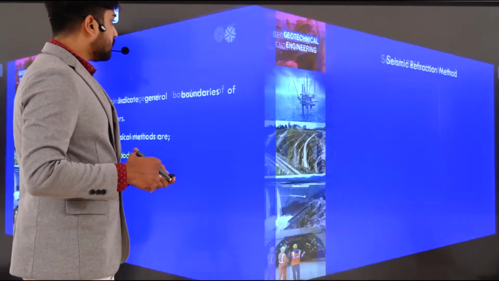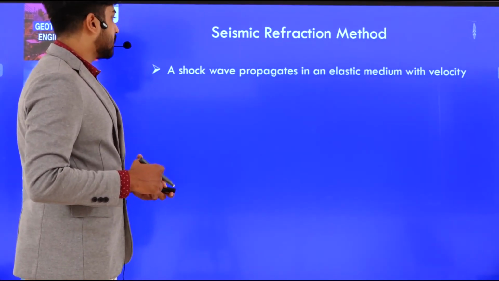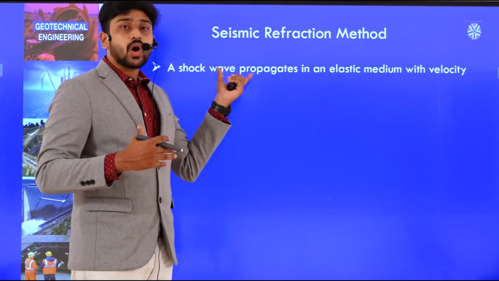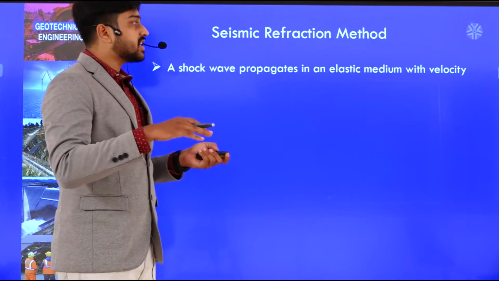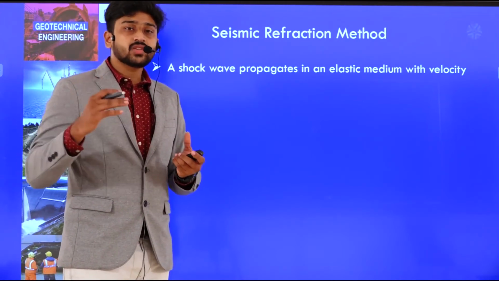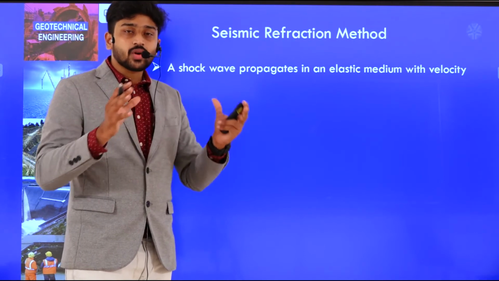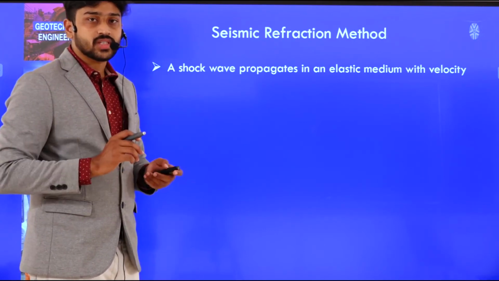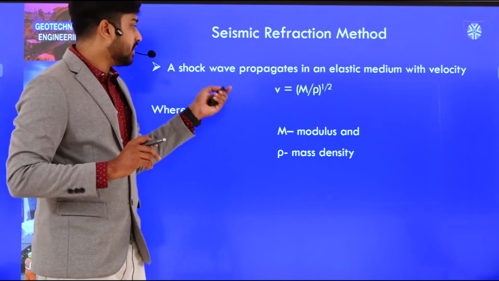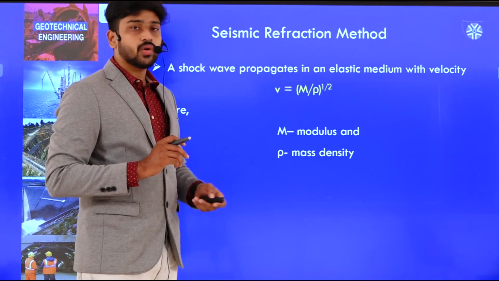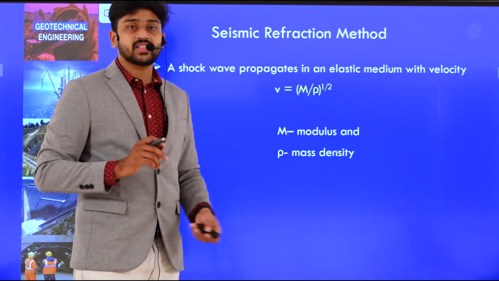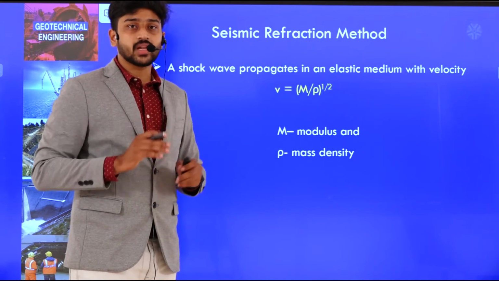Now coming to the seismic refraction method. The concept behind this is that generally a shock wave propagates through an elastic medium with a certain velocity. Any shock wave will propagate through any sort of material with a certain velocity. In general, it is given by V equals (m by rho) whole power 1 by 2, where m is the modulus and rho is the mass density of that particular material.